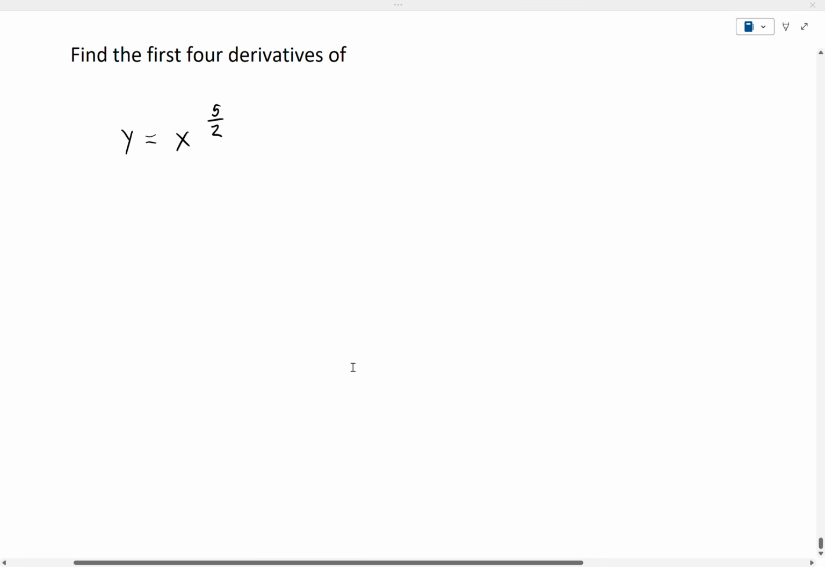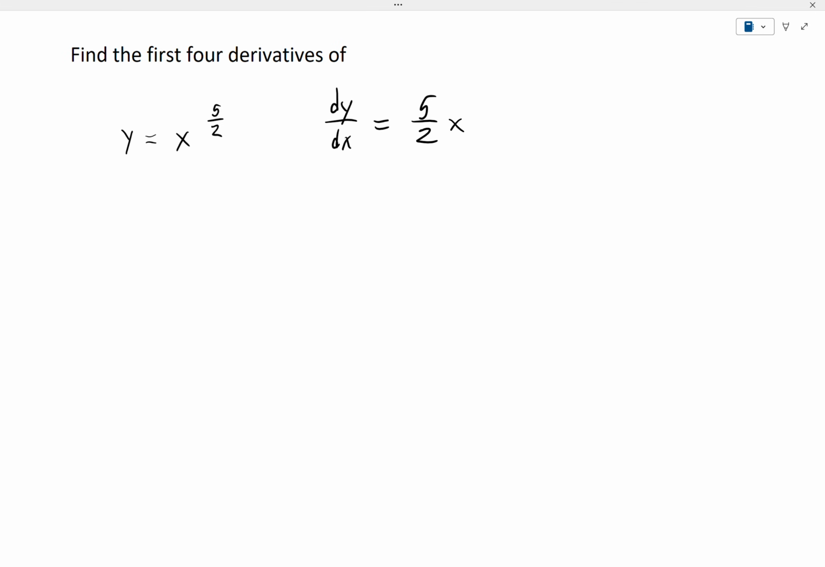Today we're looking at the higher order derivatives of this function right here. We're looking at the first, second, third, and fourth derivatives of it. So what's the first derivative of it? dy dx. Well, that's just the derivative of the function itself. So we say power out front, one smaller on the power. And there we go, we're done.